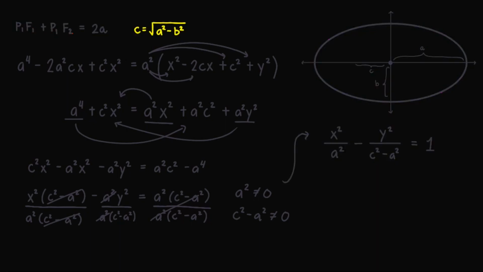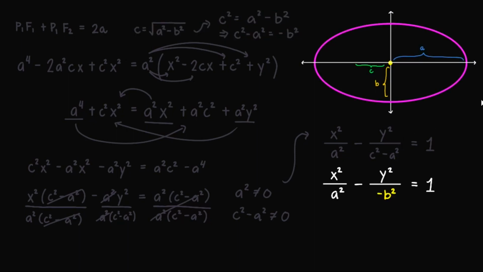focal distance, this one. If we square both sides, we'll have c squared equals a squared minus b squared. And if we move a squared to the left, we'll have c squared minus a squared equals negative b squared. This means that this out here is equal to negative b squared. Since we have negative and negative out here, that just simplifies to positive. And so we have x squared over a squared plus y squared over b squared equals 1.